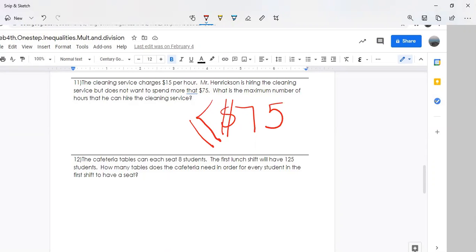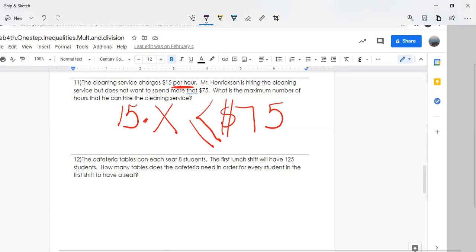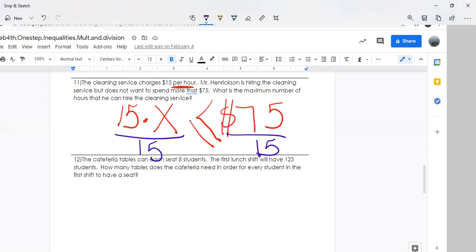And the agency charges $15 per hour. Remember, we multiply by hours. We don't know how many hours. So it's $15 per hour, and we want to be 75 or less. So 15x less than or equal to 75. How many hours can she hire them for? We have to solve it. Divide both sides by 15.